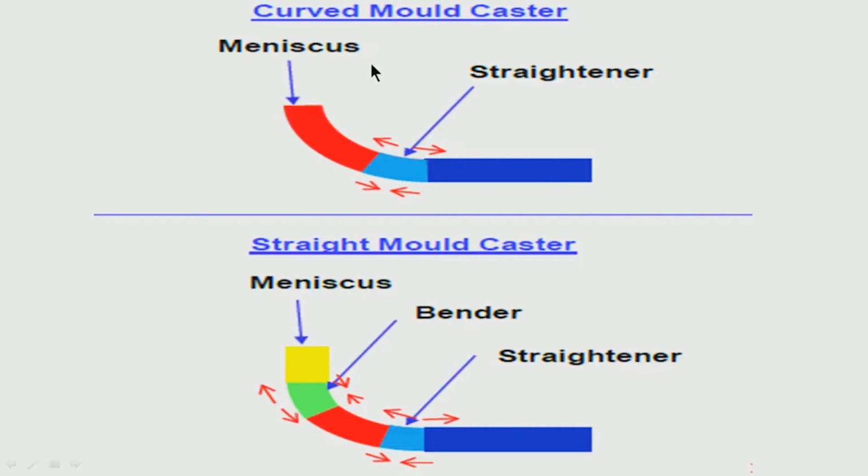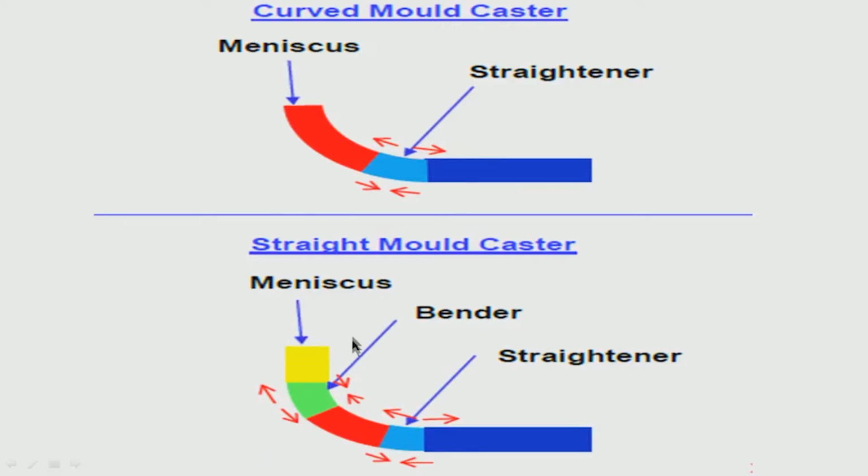But from the point of view of, which I will be discussing later on, from the point of view of having internal stress in the solid shell, you see curved mold is better, because you only have to do straightening of the shell. Here for a vertical mold, you have to first do bending and then straightening. That means you are having some additional stresses on the shell.